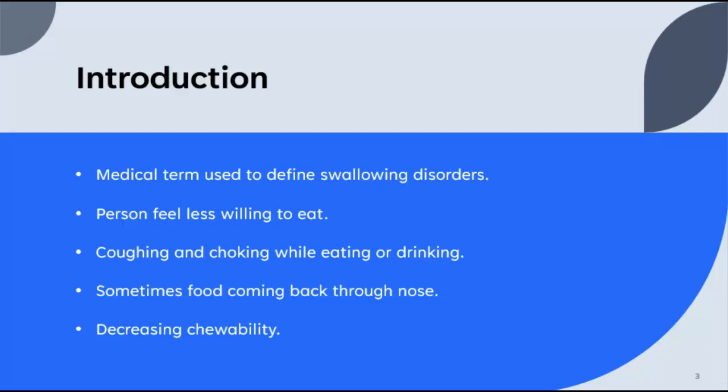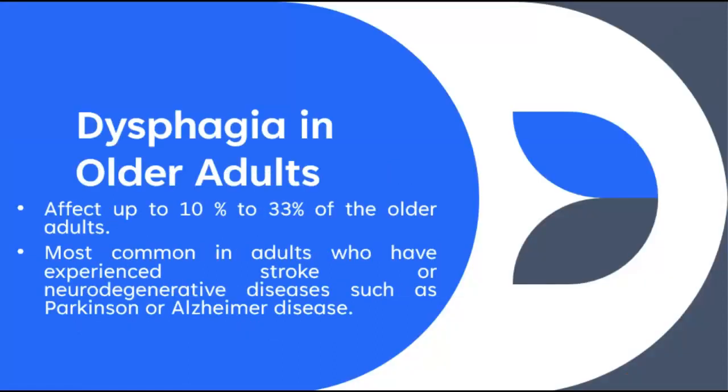So basically, dysphagia is a medical term used to define swallowing disorders. A person feels less willingness to eat, and when they eat they sometimes feel coughing and choking, right? Their food sometimes comes back through the nose also, and sometimes due to muscle weakness they also get less chewability. If we discuss dysphagia in older adults, it affects up to 10% to 33% of older adults all around the world.